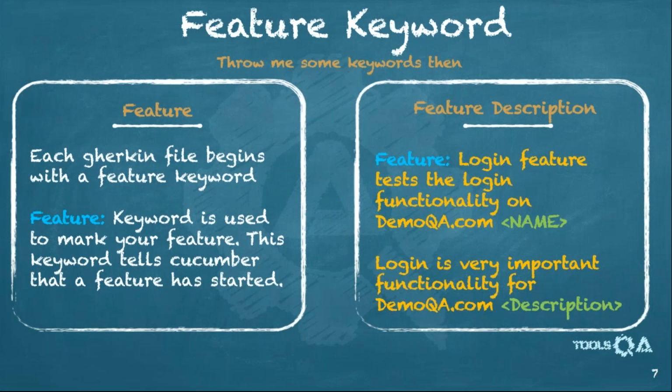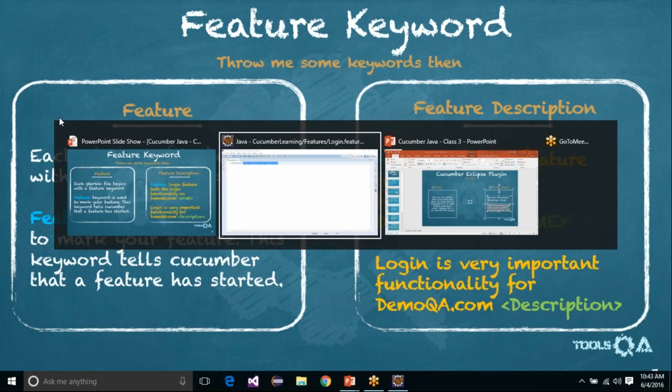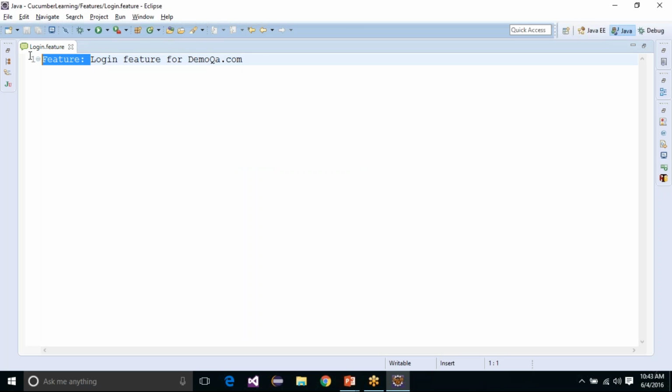Now let's go back to the slide, and this is exactly what it is saying. Each Gherkin file begins with a feature keyword. The syntax is feature colon, and after that, the text that you want to represent for the feature file. The text following the feature keyword becomes the name of the feature. But when you press enter, the lines after it become the description of the feature. So basically this is the name, and what I'm about to write in the new line becomes the description.